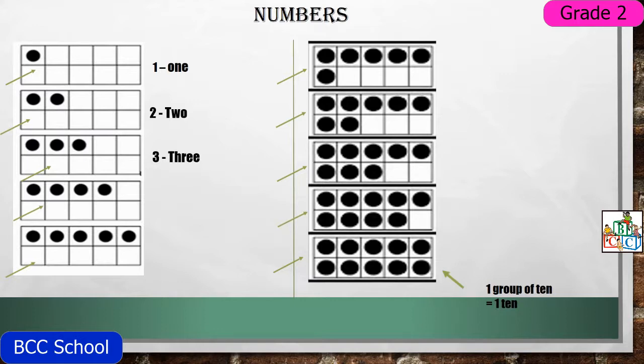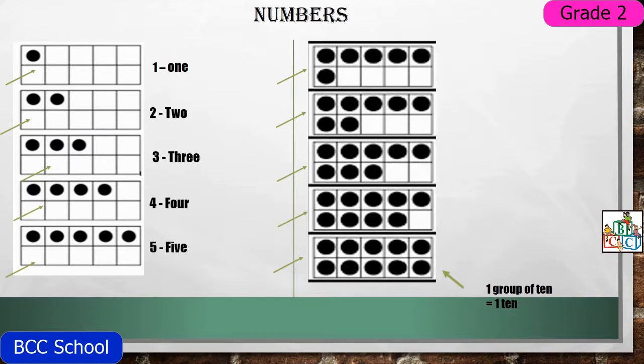If there are 4 dots in the frame, it represents 4. F-O-U-R, 4. Now, what happens if we have 5 dots in the frame? This represents 5, which is F-I-V-E, 5. We need to count. Now, next one.